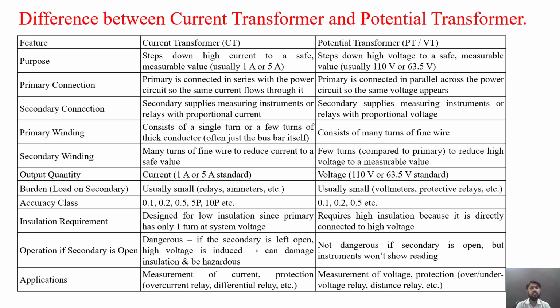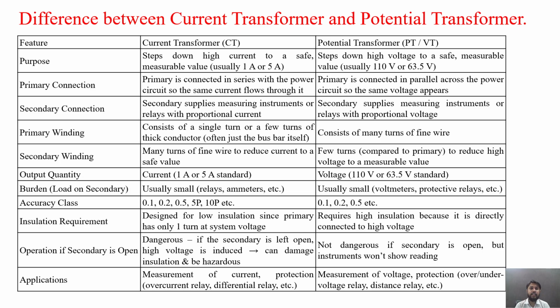So for the purposes, CT is used to step down the high current to a safe and measurable value, usually 1 ampere or 5 ampere on the secondary side, whereas the potential transformer steps down the high voltage to a safe measurable value, that is 110 volts or 110 by root 3 volts, that is 63.5 volts.